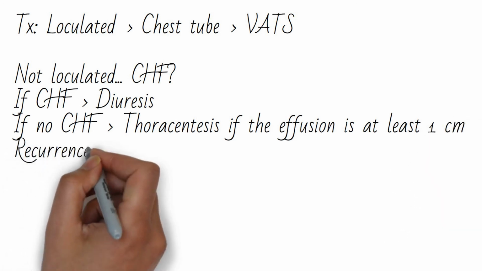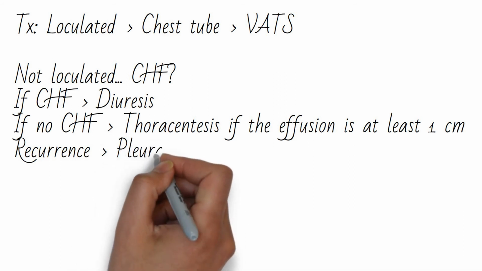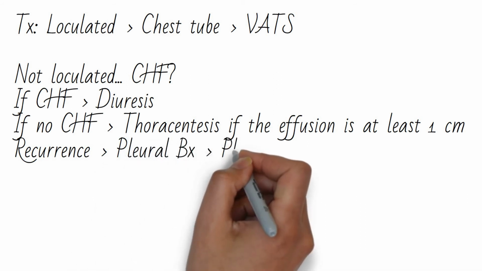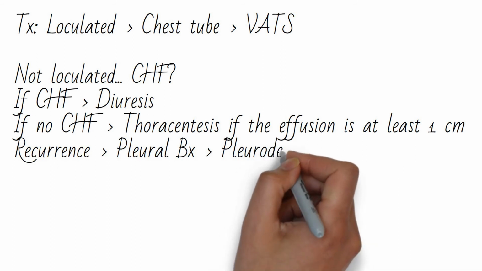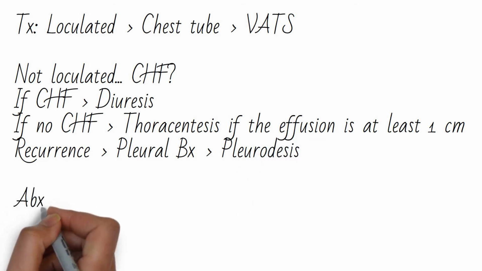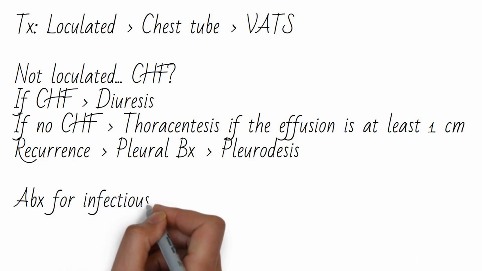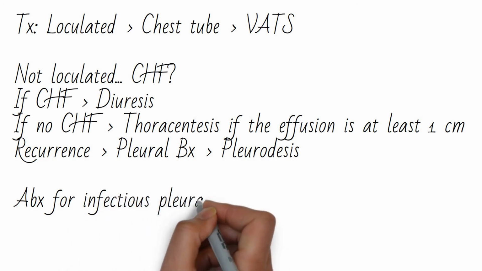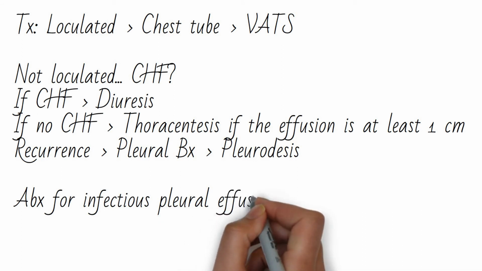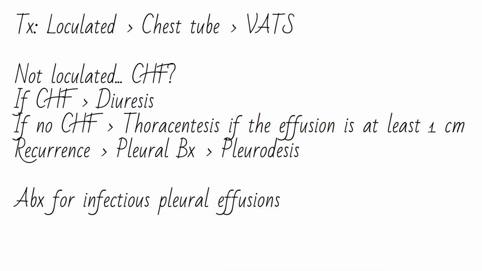Pleurodesis, or scarring of the pleura, can adhere the chest wall to the lung and prevent recurrent pleural effusions or pneumothoraces. Pleurectomy, mechanical abrasion, and TELC are options. However, TELC should only be used in case of malignancy. Treatment of the underlying etiology is of course also necessary, including antibiotics for infectious pleural effusion.